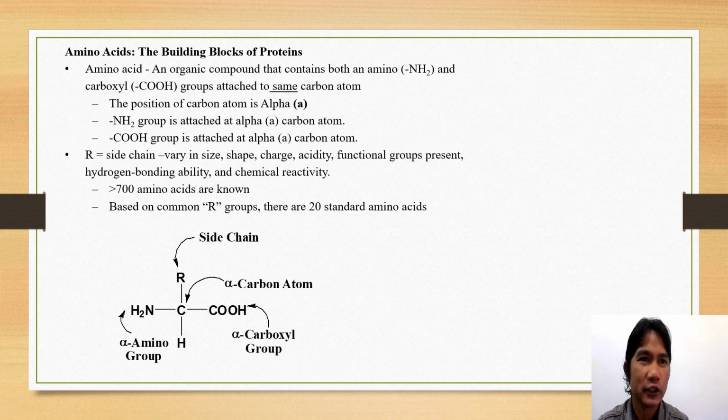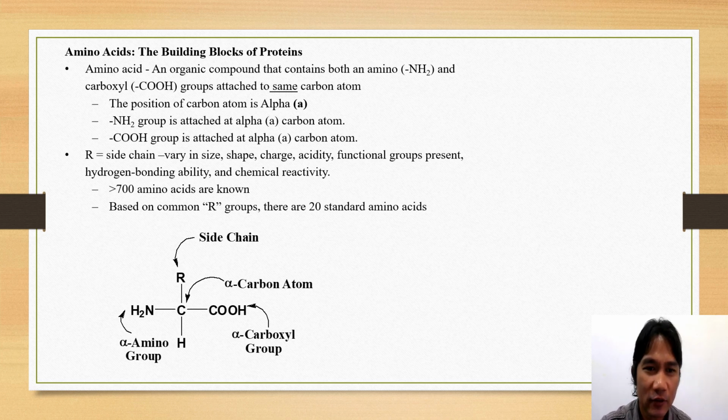As I said earlier, amino acid is the building block of protein. So proteins are built on amino acids linked together. Okay, what's an amino acid? Amino acid is an organic compound that contains both an amino group and a carboxyl group. These two functional groups, the amino group and the carboxyl group, are attached on the same carbon atom.